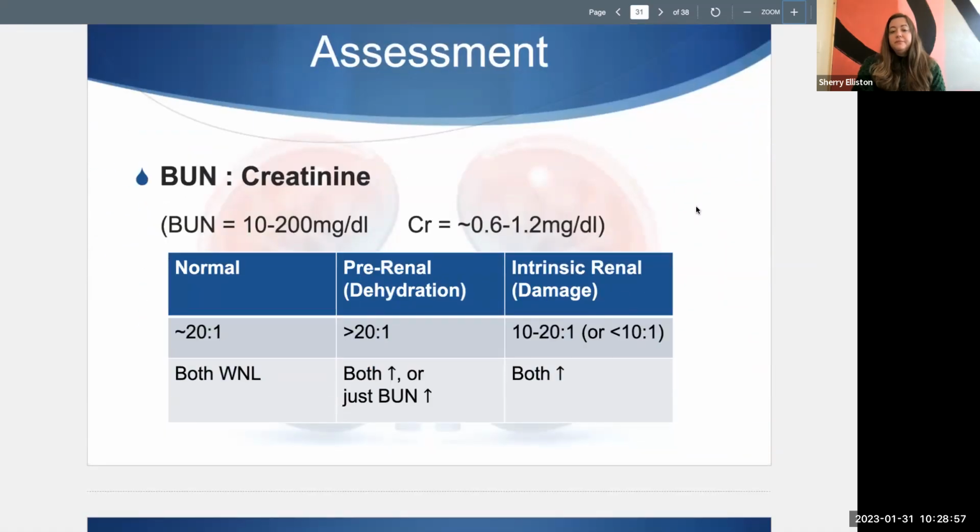So with BUN and creatinine, we see that there's a ratio that is given, and when you're running blood tests, the values will be a BUN to creatinine ratio. You'll find these are the values that are listed for pre-renal, and then when we see renal damage. But just remember that in renal disease, the GFR will decrease and the BUN and creatinine both will increase when we see intrinsic aggressive renal damage.